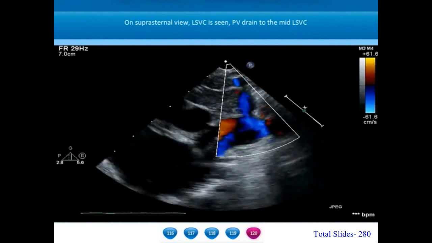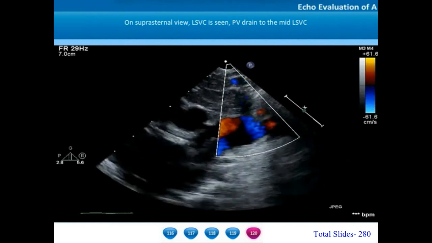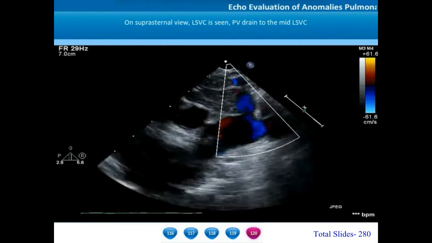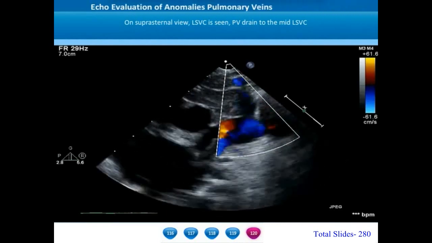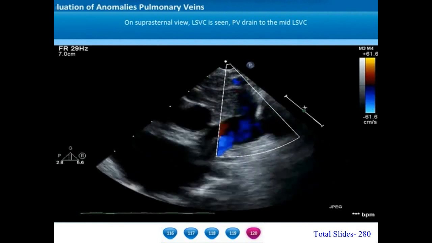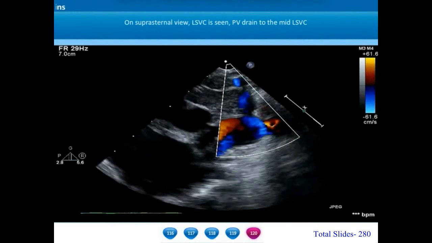So from the suprasternal view, we find a blue color because the left jugular and the subclavian are converging to form the left superior vena cava, and that is coursing towards the coronary sinus. You can appreciate the left vertical vein that enters into the same left superior vena cava in its mid part.